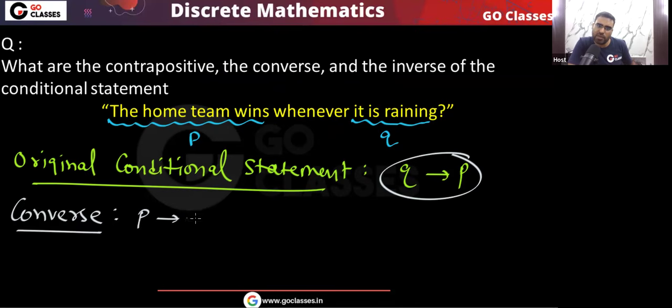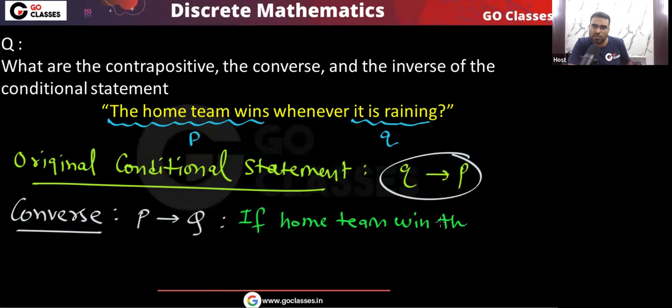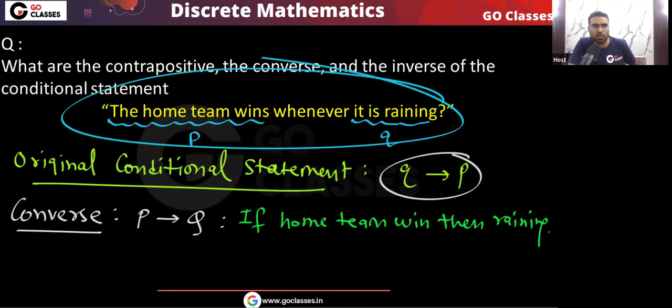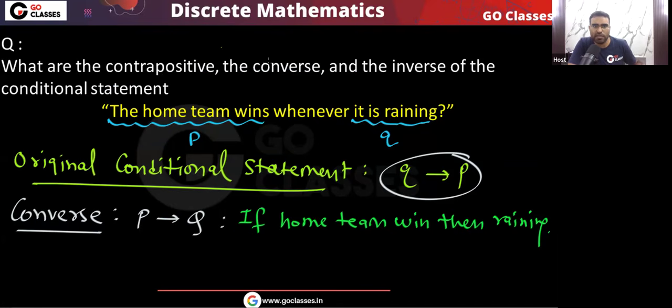Converse will be P implies Q. Yes or no? So converse will be if P then Q. Remember, converse will be: if P, if home team wins, then it is raining. Okay, is this clear? I was asking you, what is the converse of this statement? Did you get this answer?